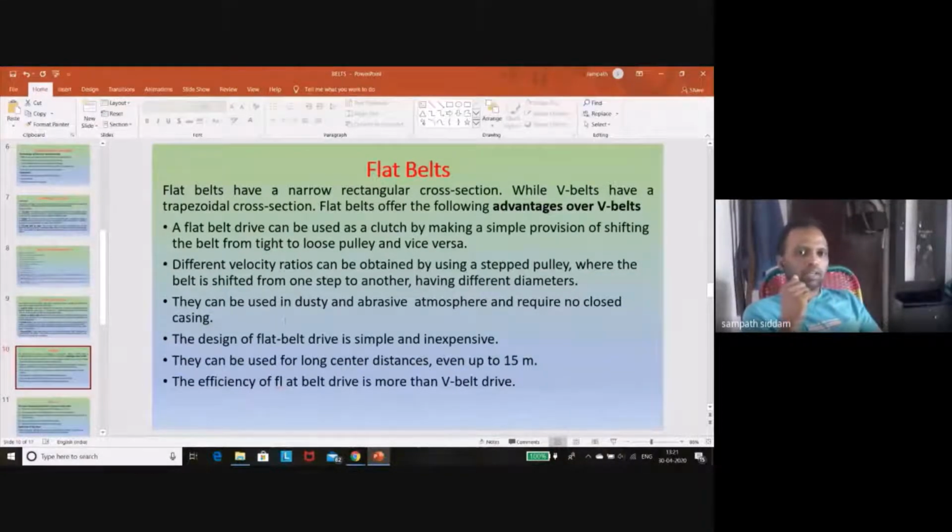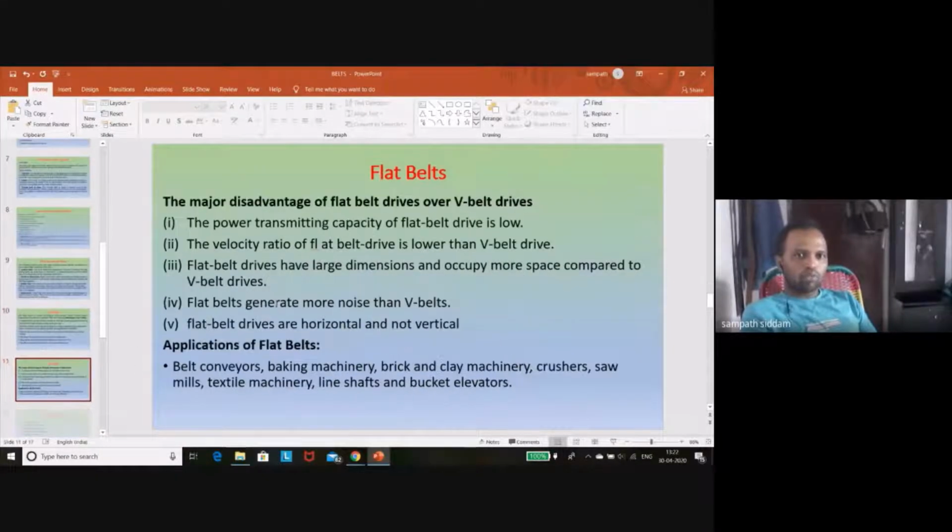Next, different velocity ratios can be obtained using a stepped pulley. If you have one stepped pulley after the other, you get variation in velocity ratios from one to the other. It can also be used in a dusty, abrasive atmosphere, which is a good thing. It can be used for longer center distances, even up to 15 meters. And the efficiency of a flat belt is greater than that of V belts. So these are the advantages of flat belts over V belts. Next, we will move on to another one.